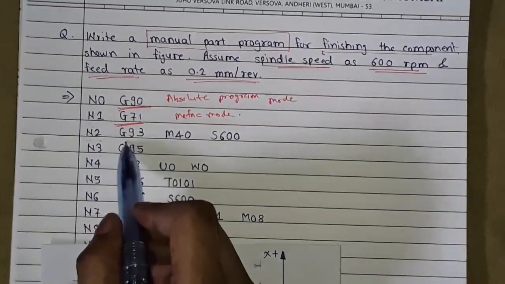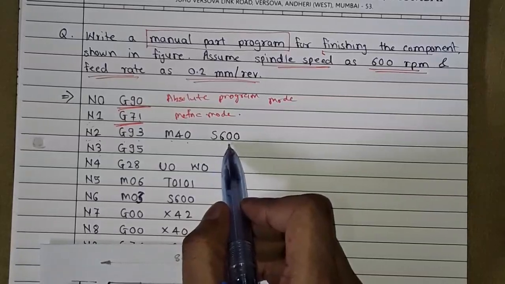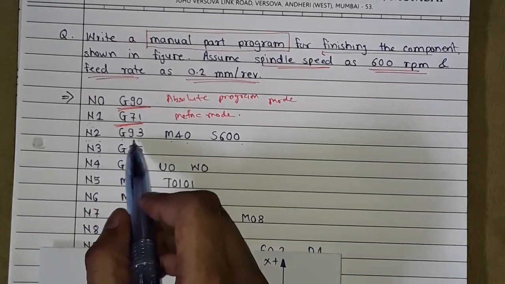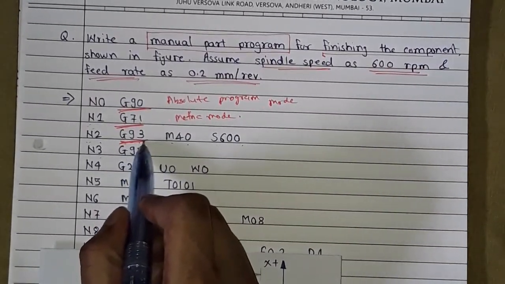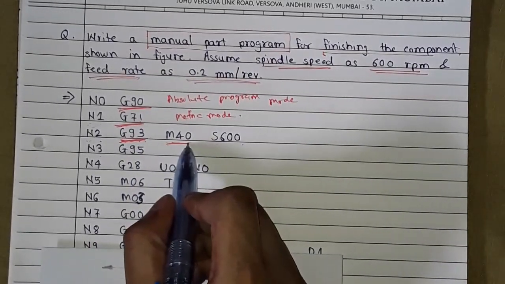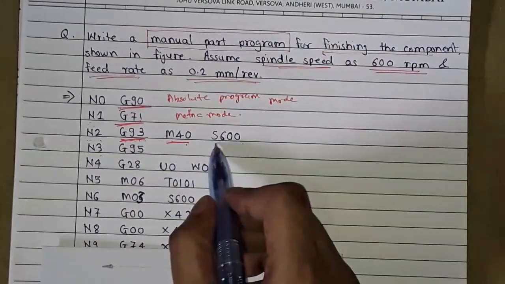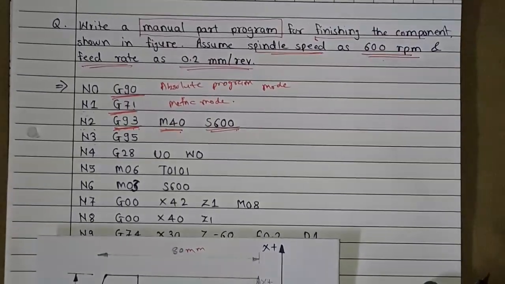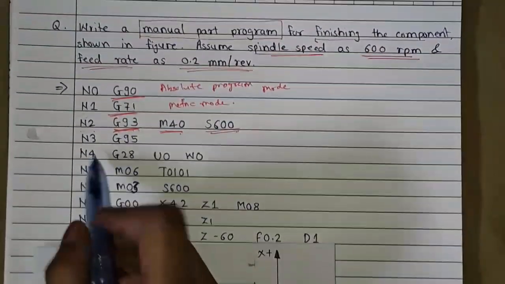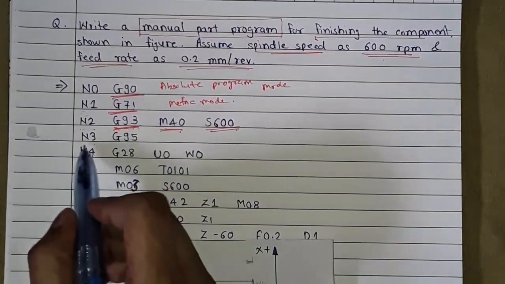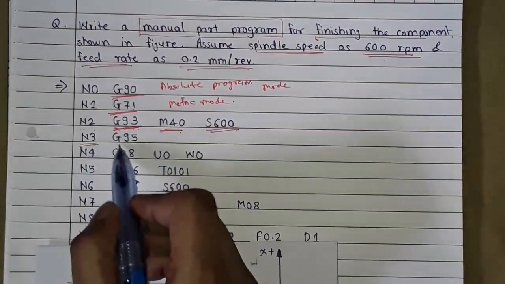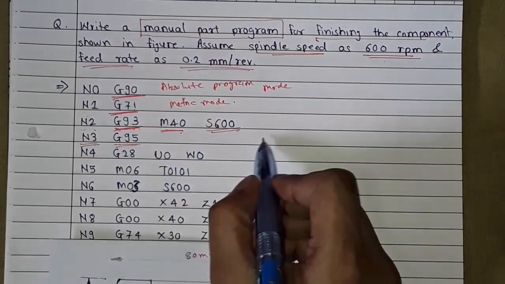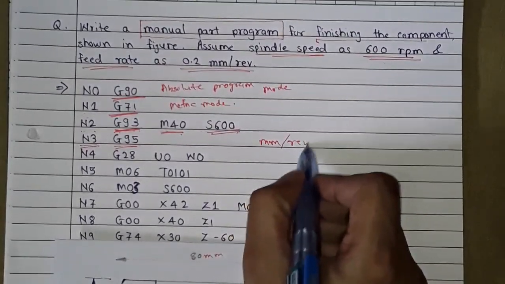Next N2 G93 M40 S600. Here friends, this is RPM range. G93 is for RPM range and M40 is for low speed range, and here S600 is our RPM which is given as 600 RPM. Next line is N3 G95. G95 is for feed rate which is in mm per revolution.